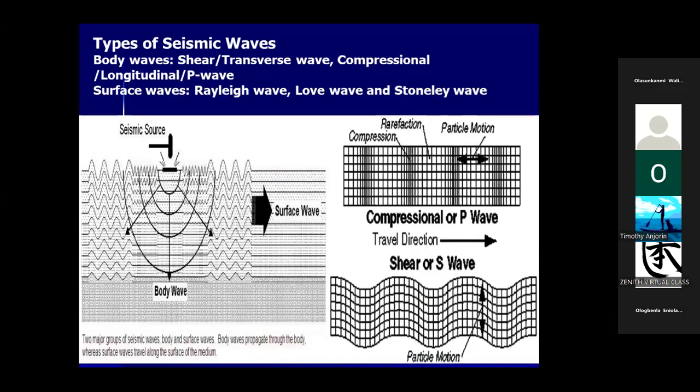So when you talk about the seismic method, it has to do with transfer of energy from one point to another. Basically, we talk about two types of seismic waves: the body waves and the surface waves. The body waves travel through the interior of the earth, but the surface waves travel along the surface. For the body waves, we have the compressional wave velocity and the shear wave velocity. For the surface waves, we have the Rayleigh wave, the Love wave, and the Stoneley wave.